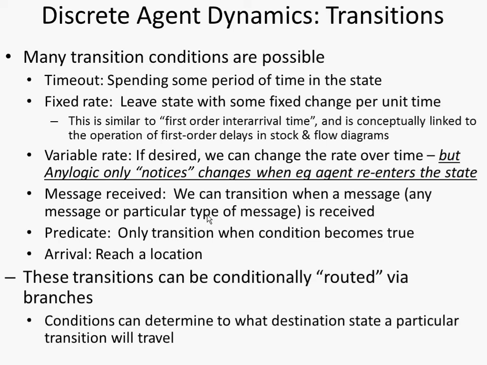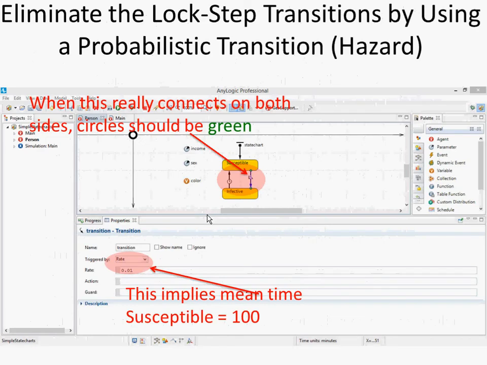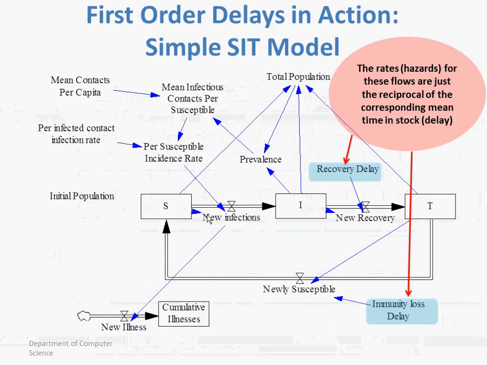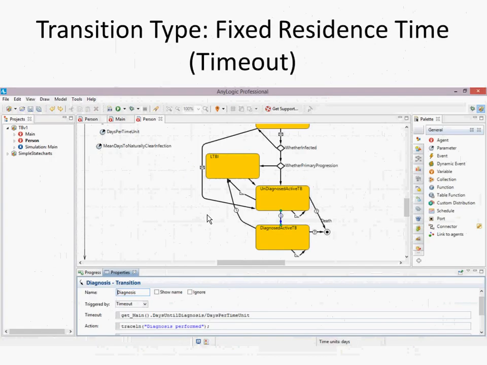A predicate transition condition, we only transition when something is true about the model, or when we reach a location. Now, moreover, we can have these branches, and we haven't really shown this here, but we see it illustrated here. There can be a branch that allows us to say, okay, we'll go down here, we'll go this way if a certain condition is true, or this way.